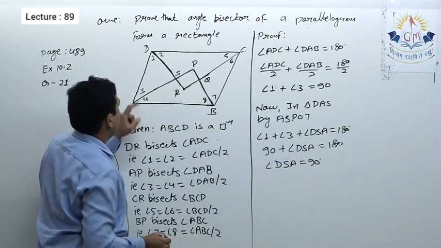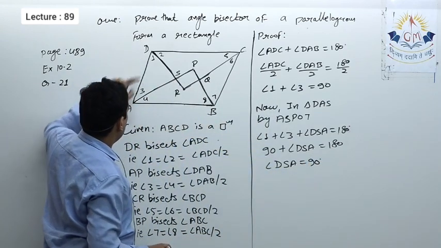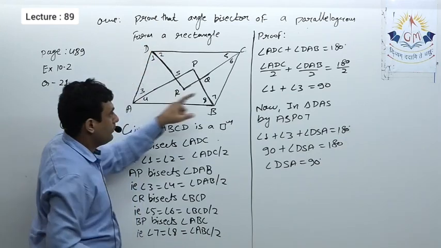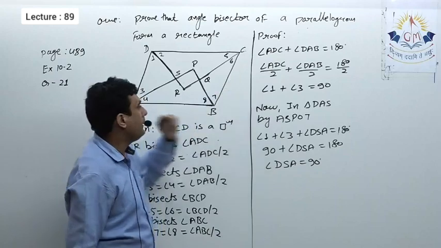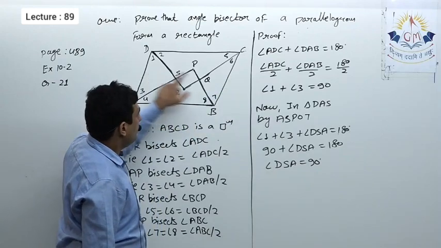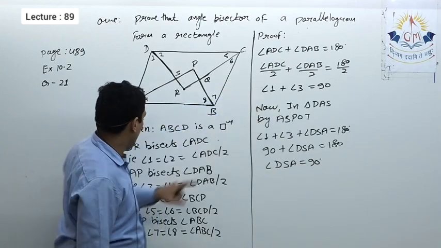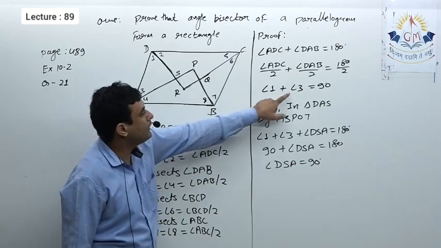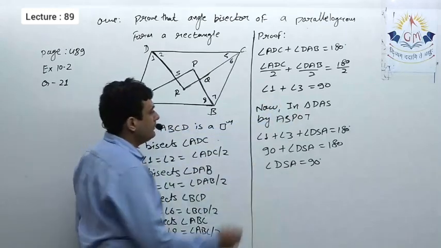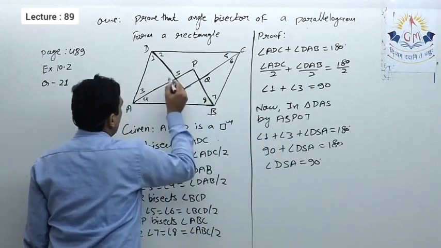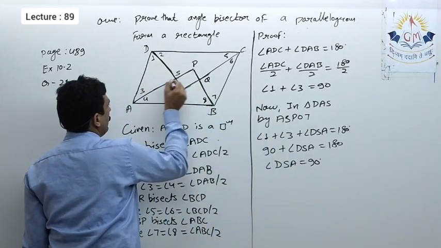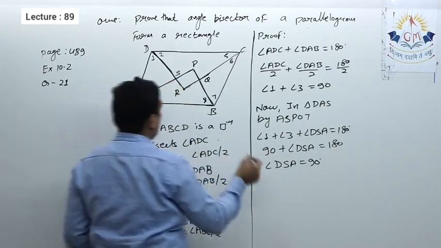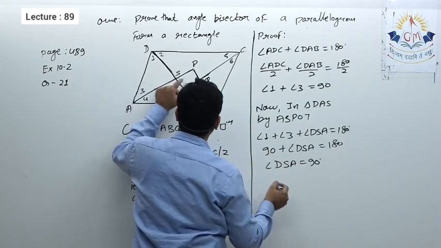Angle ADC plus angle DAB, their sum is 180 because they are co-interior angles. Now ADC by 2 is angle 1, that is the given information. DAB by 2 is angle 3, that is again given information. Now in triangle DAS, by the angle sum property, angle 1 plus angle 3 plus DSA is equal to 180. Now DSA is equal to PSR, vertically opposite.